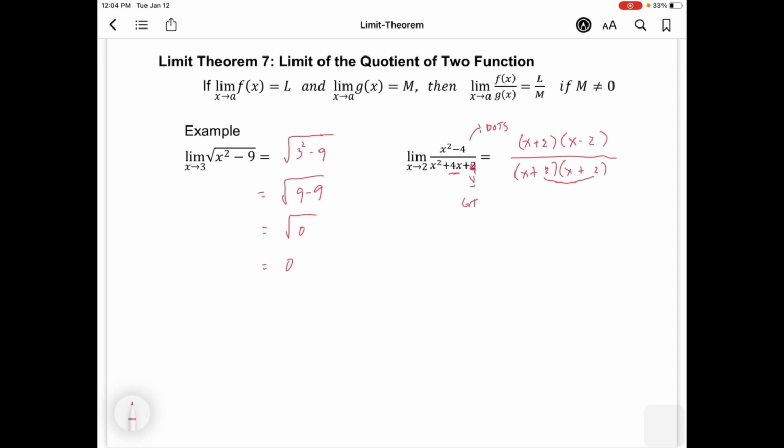So, we can cancel the similar factors in the given. Cancel this, because they are similar. So, we are left with x minus 2 over x plus 2. Then substitute x approaches 2. We will have 2 minus 2 all over 2 plus 2. This will be equal to 2 minus 2 is 0, over 4. 0 over 4 is still 0.